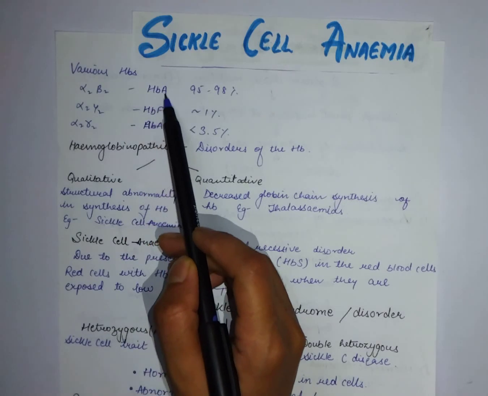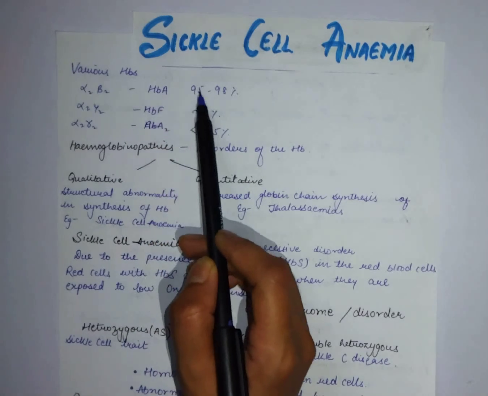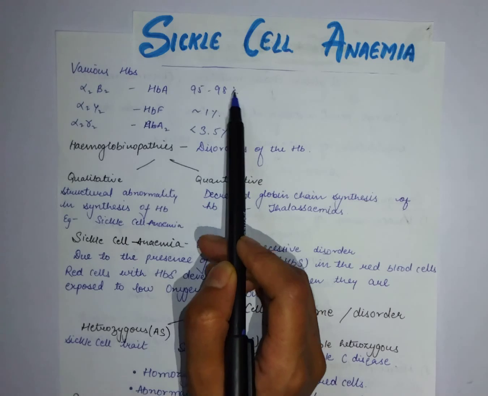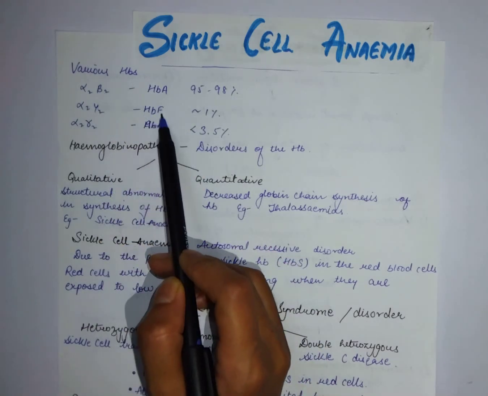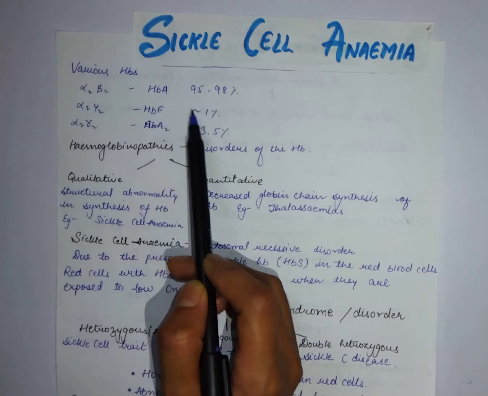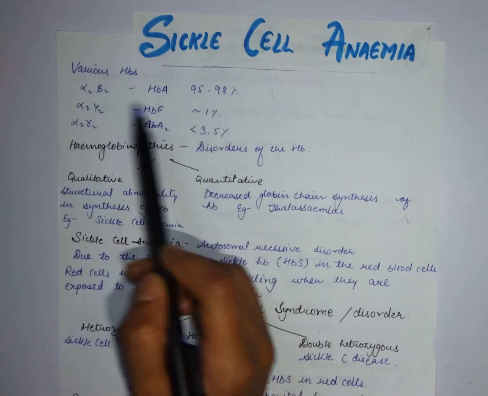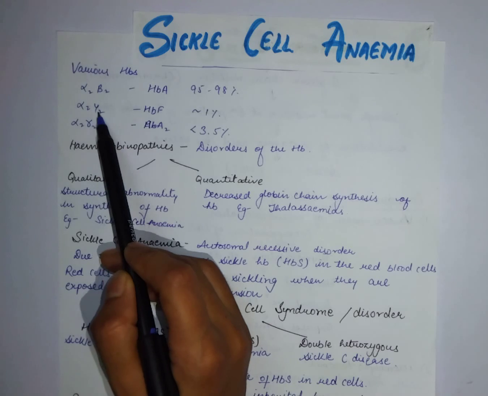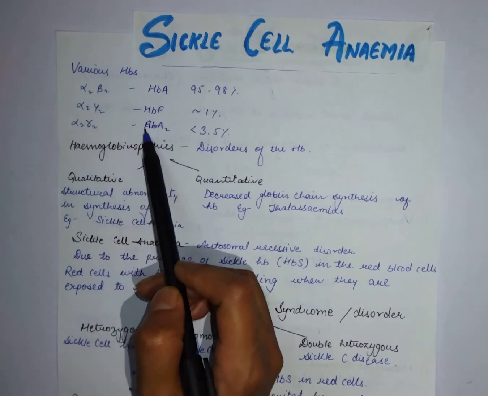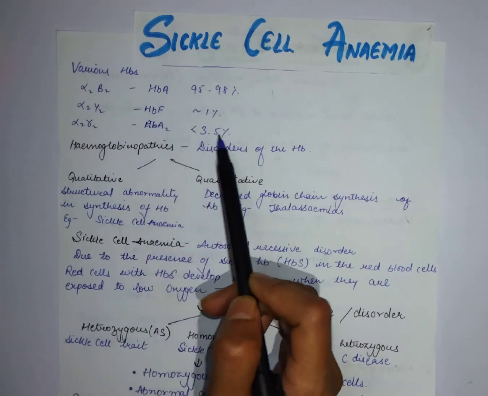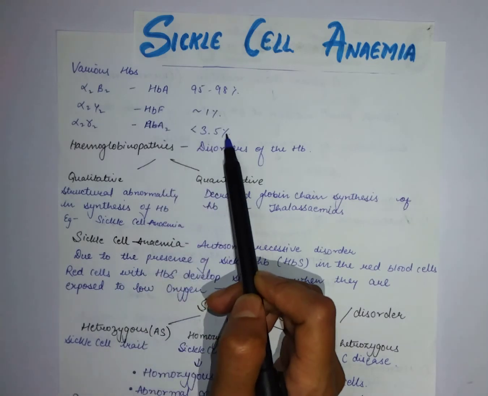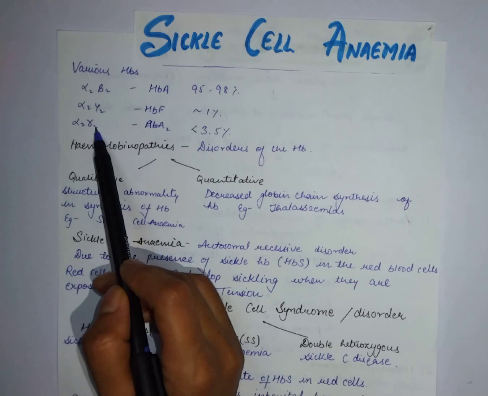Hemoglobin A, that is found in adults in about 95 to 98% of individuals, has the subunits alpha 2 beta 2. Then hemoglobin F, that is fetal hemoglobin, is found in 1% of individuals and has the subunits alpha 2 gamma 2. Then we have hemoglobin A2, that is found in 3.5% of individuals, having the subunits alpha 2 delta 2.